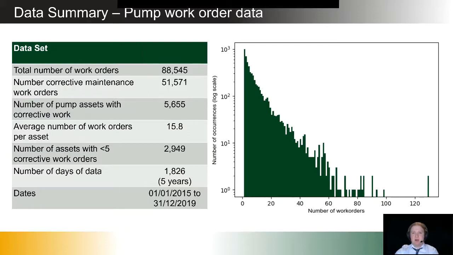The histogram on the right shows the frequency of the number of work orders per asset on a log scale. From this graph, it is noted that most assets have quite a low number of work orders and only a few have a high number.